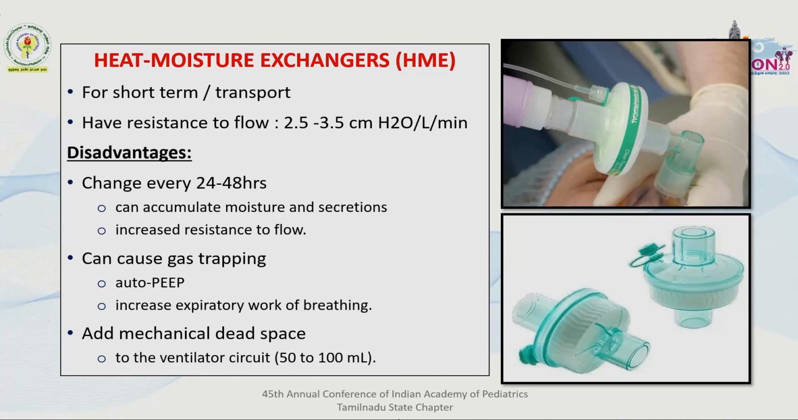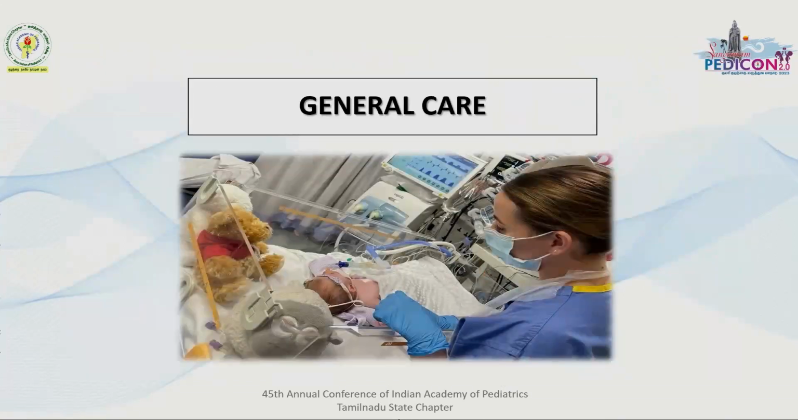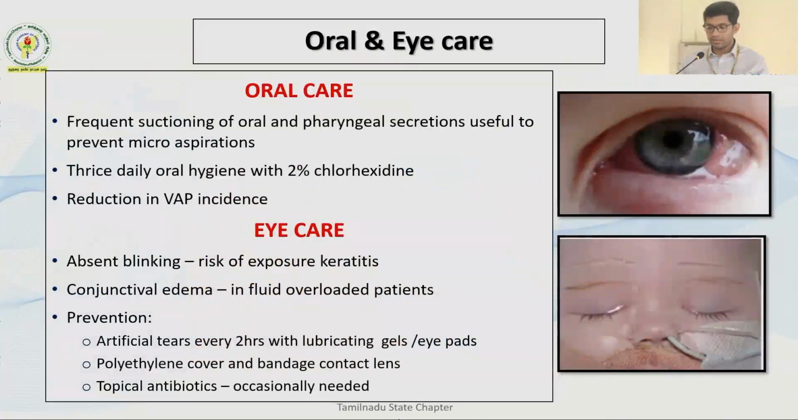General care, often relegated as nursing care by the physicians, is very important in improving the quality of outcome. Oral and eye care: the recommendation is to do thrice daily oral hygiene or cleaning with 2% oral chlorhexidine or brushing. Frequent suctioning will prevent microaspirations and has been shown to reduce the incidence of ventilator-associated pneumonia.